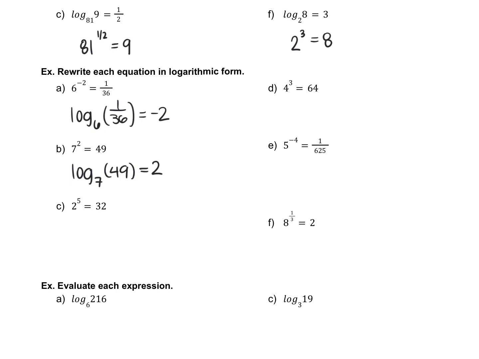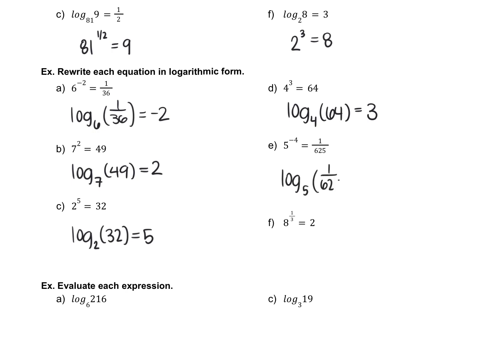2 to the 5th equals 32, becomes log base 2 of 32 equals 5. 4 cubed equals 64, becomes log base 4 of 64 equals 3. 5 to the -4th equals 1/625, becomes log base 5 of 1/625 equals -4. And for our last example, 8 to the 1/3 equals 2, becomes log base 8 of 2 equals 1/3.